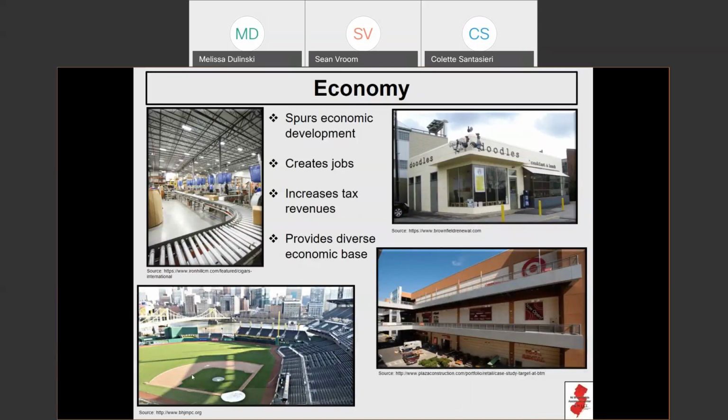Redeveloping brownfield sites can improve a community's economic conditions by catalyzing economic development, creating jobs, increasing tax revenue, and diversifying the local economic base.